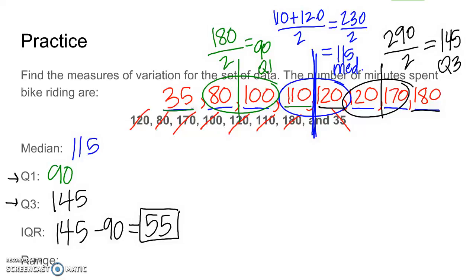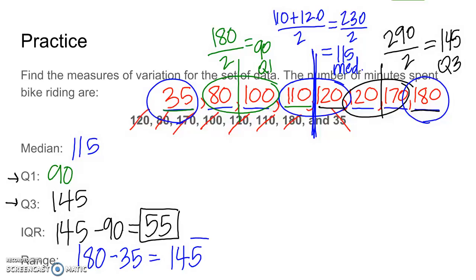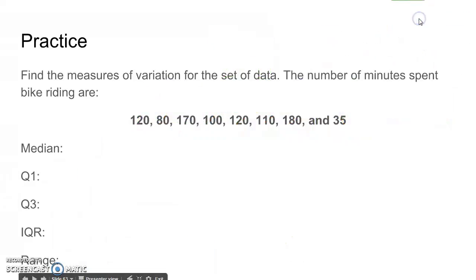And then the range, I just subtract the biggest minus the smallest number in my data set. So 180 minus 35, that's going to give me 145. All right, so finding any of these measures of variability, just raise your hand and ask me if you have a question. We could also find the mean if we wanted to here by adding them all up and dividing by, how many numbers do we have? 8. Add them up and divide by 8 would give us the mean. I didn't put that on here, but that would be how to do that.